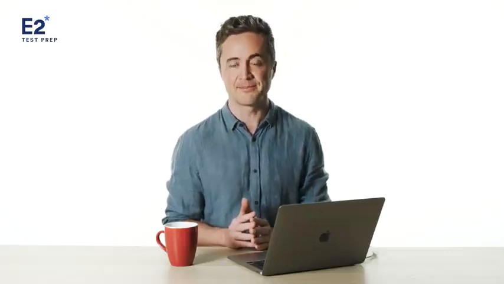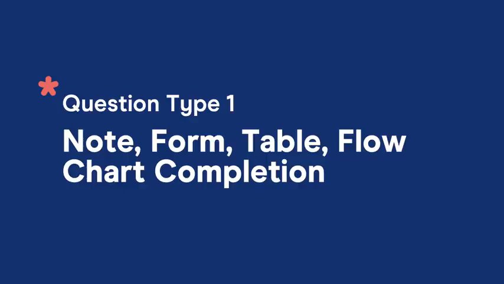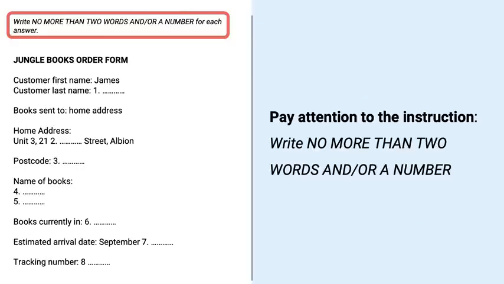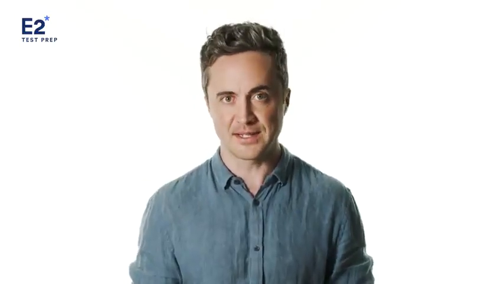Get your pen ready. Question type number 1: note, form, table, flowchart completion. This one that we're looking at here is a form completion. Make sure you pay attention to the instruction. This one, for example, says write no more than 2 words and/or a number. It's absolutely critical that you understand what this means fully, because if you get this wrong and you write 3 words, or 2 words and a number, it gets confusing. Let's look at it closely.